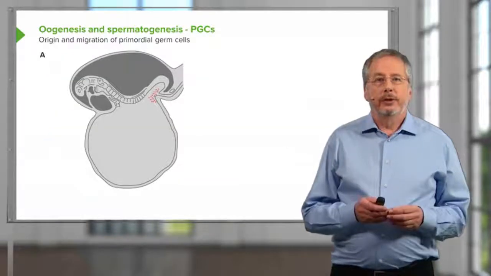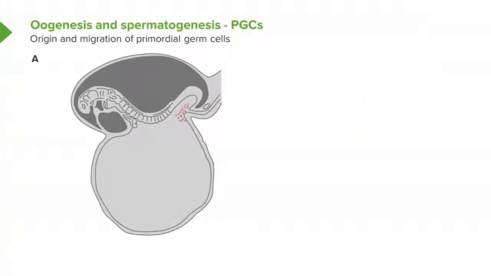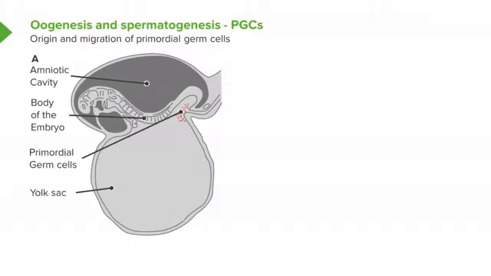So, let's begin with the origin of the primordial germ cells. Now, perhaps unexpectedly, they differentiate quite a long way from the body of the embryo. They first appear in the yolk sac at very early stages in the embryonic period. And in this diagram, we can see the amniotic cavity at the top and the yolk sac below, and the developing body of the embryo in between the two of them. And the primordial germ cells are marked by little red dots.